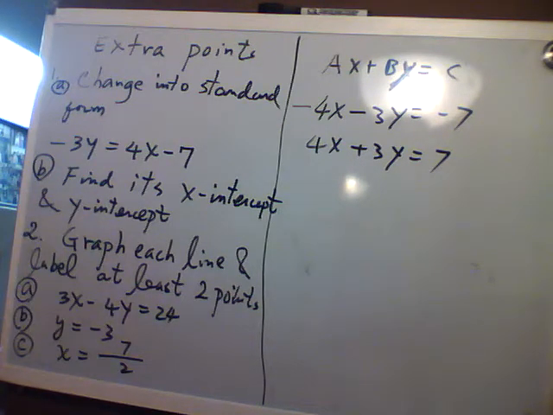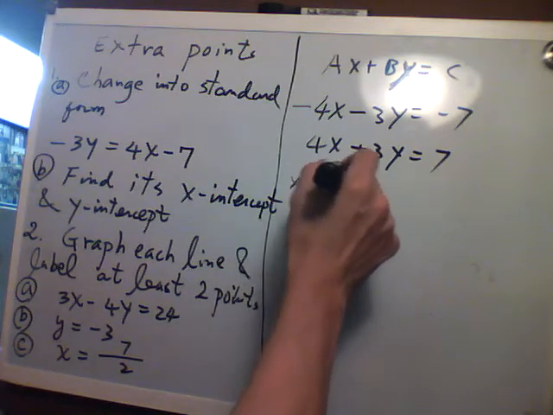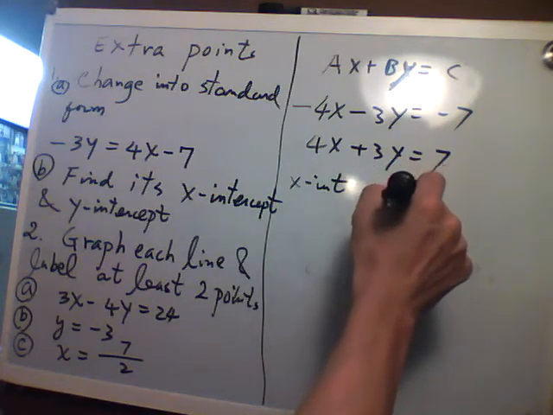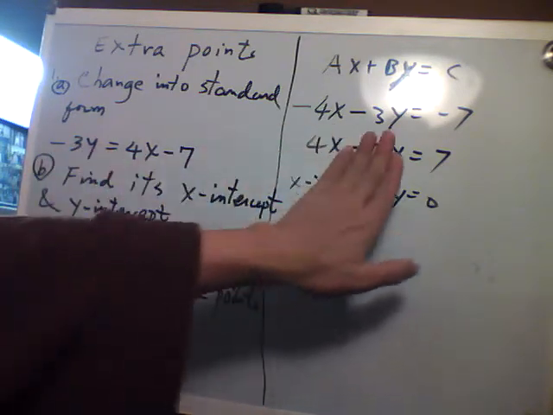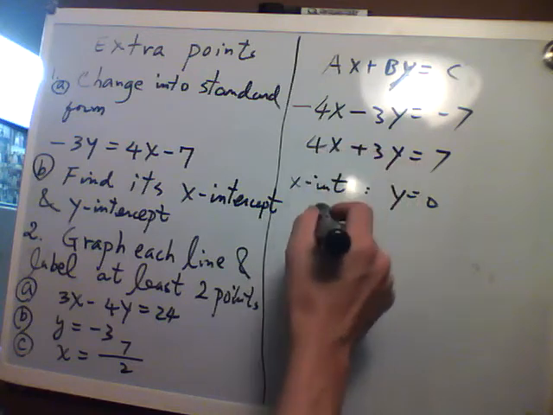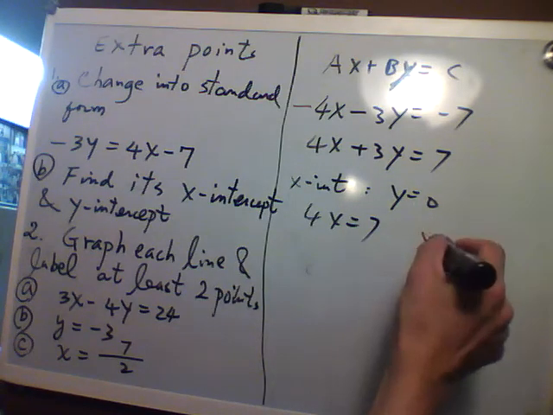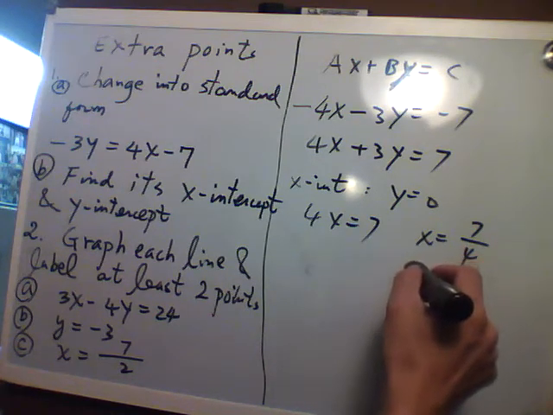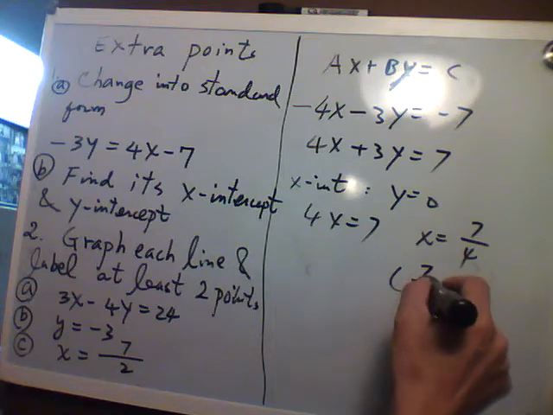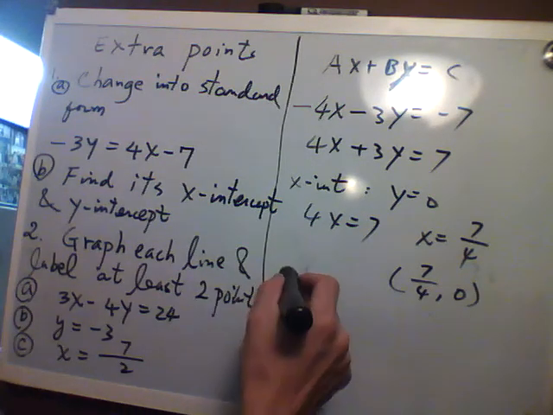Find its x-intercept and y-intercept. The x-intercept is where y equals 0. So you put y equals 0 into either equation. Y equals 0 here, so it's 4x equals 7. You divide by 4, so x should be 7/4. You write it as a point: 7/4, 0. Okay? That's the x-intercept.